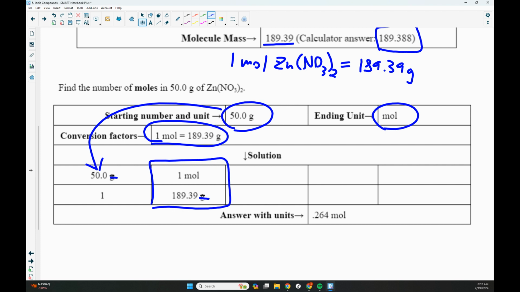And then I simply plug the numbers in the train tracks into my calculator. And remember, we multiply on top. In this case, that's 50 times 1, which is an unnecessary step, right? And we divide down. So basically, I've got 50 divided by 189.39, and your answer should be 0.264 moles. So 50 grams of zinc nitrate is equal to 0.264 moles. You guys have any questions about that?